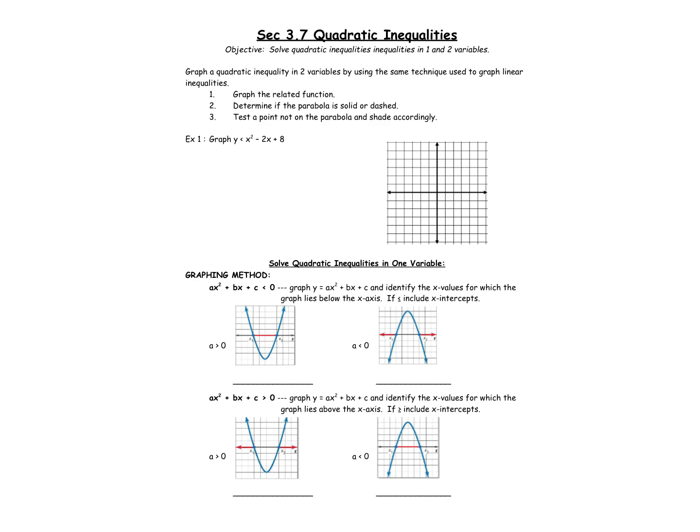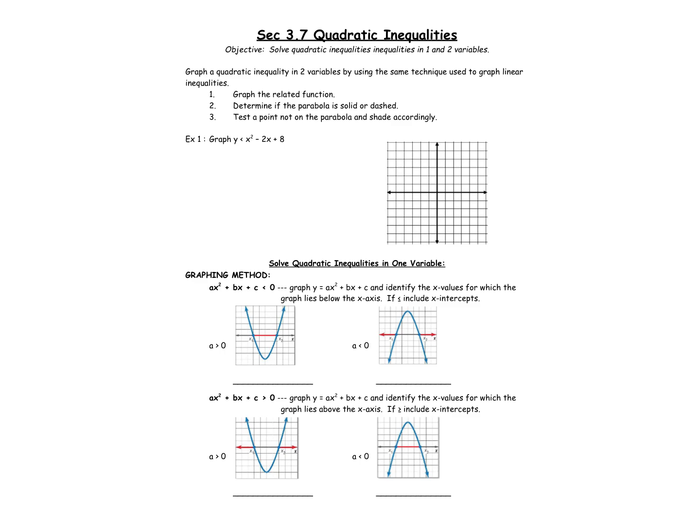Then we're going to determine if the parabola is going to be solid or dashed, and then we test a point that's not on the parabola and shade accordingly. So if this test point makes the statement true, then we're going to shade the side that contains the test point, either inside the parabola or outside. If the test point makes the statement false, then we're going to shade the opposite side, either inside or outside.